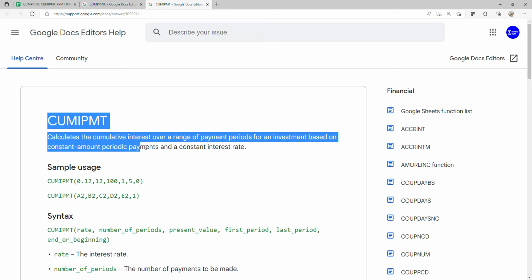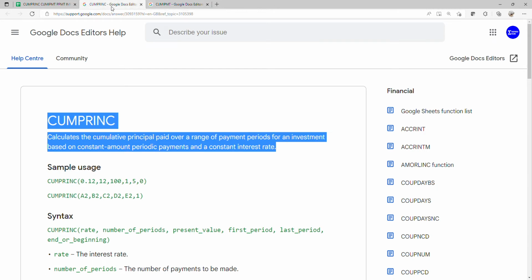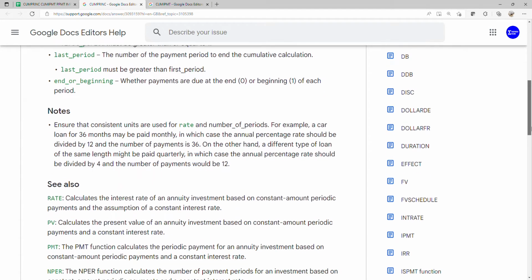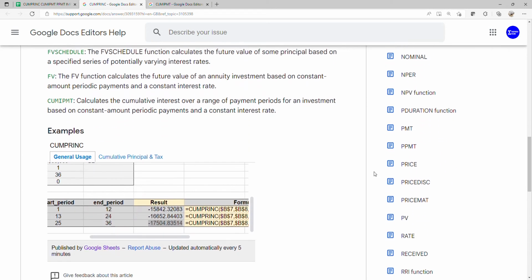CUMIPMT calculates cumulative interest over a range of payments for an investment or loan paid with constant periodic payments and constant interest rates. In this video, we'll use the example found in the CUMPRINC function. We use the general usage.